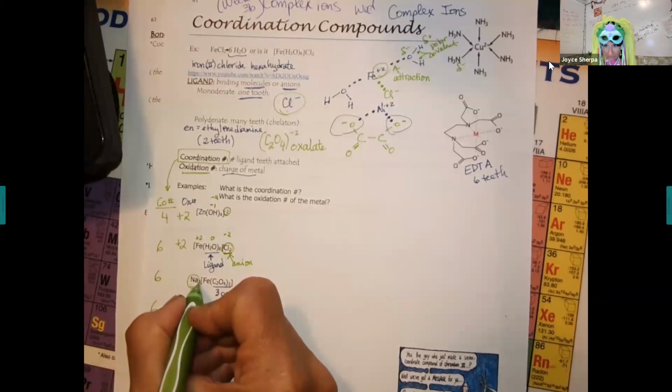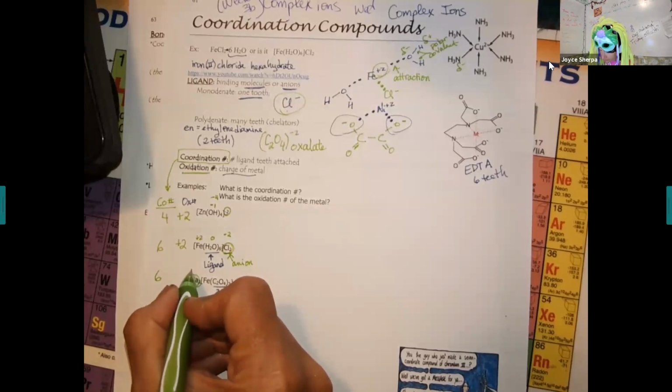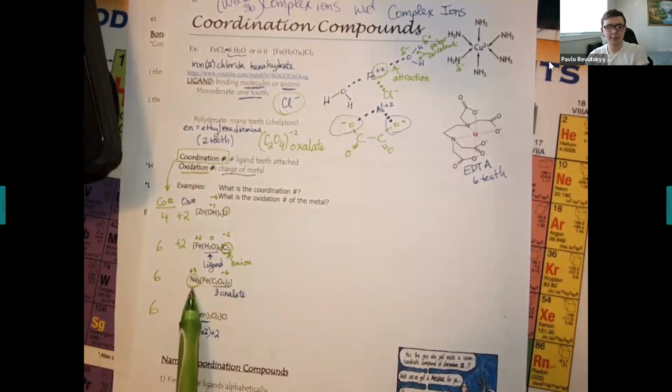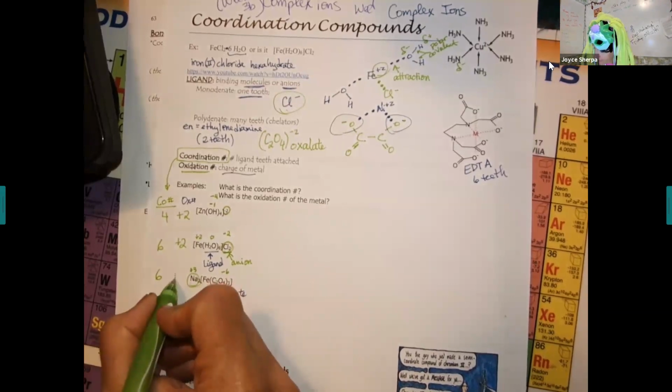But the sodiums each have a +1, and there's 3 of them, so that's +3. Oxalates have a -2, and there's 3 of them. So -2 times 3 gives me -6. So the iron is what? +3. Because the 3 sodiums balance 3 of the charge. So the iron's just +3.